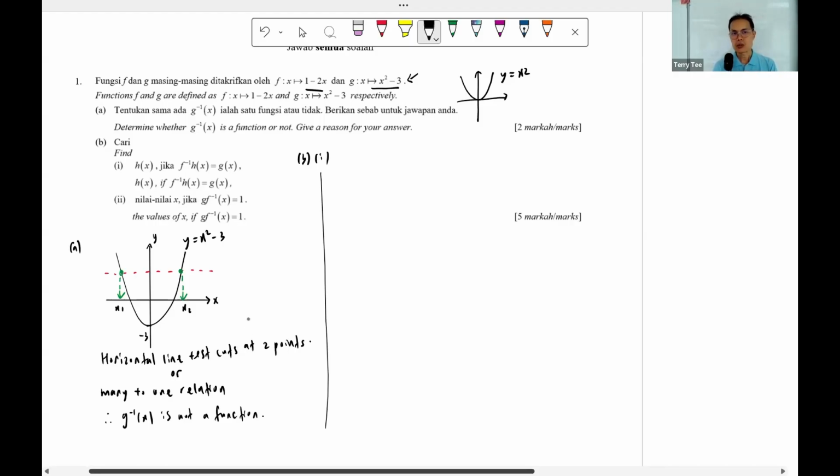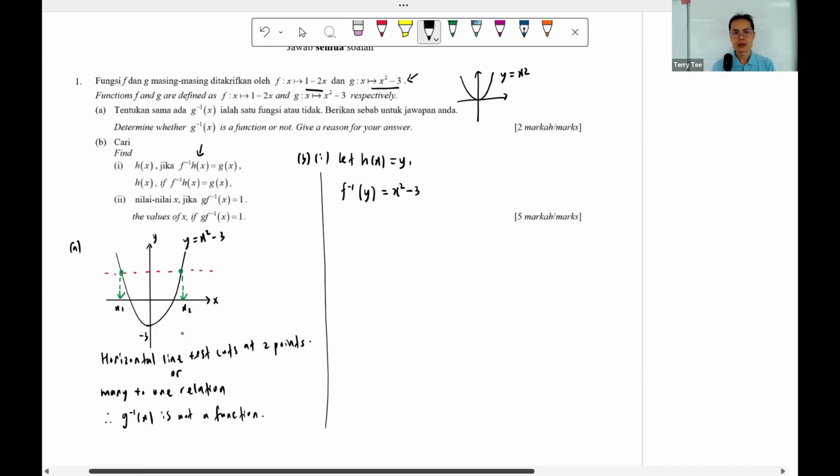For me, I would use it this way. I'm going to start by letting h(x) become y, the function inside, because you're finding the inside function when you're given the outside function, and you're given g(x) as well. So we take f inverse, put h(x) equals y, and we equate it to g(x). g(x) is x squared minus 3.